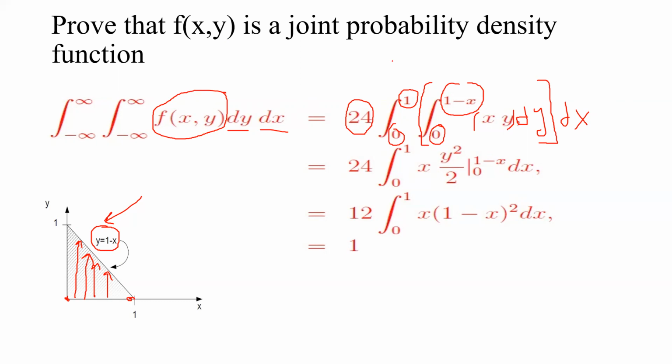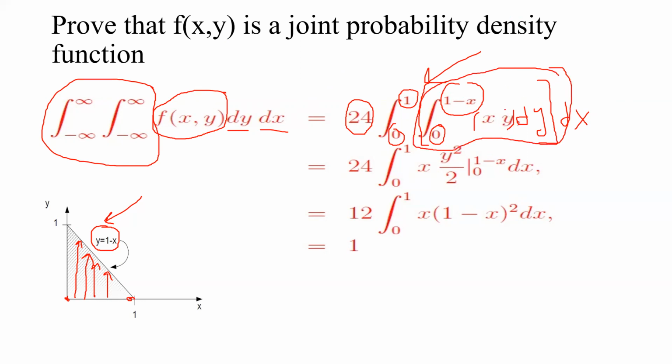So here we ask you to prove that f(x,y) is a joint probability density function, and here we should consider all the possibilities, and I know that this function is equal to 24 times x and y only in this domain. Okay, so first I calculate this part.